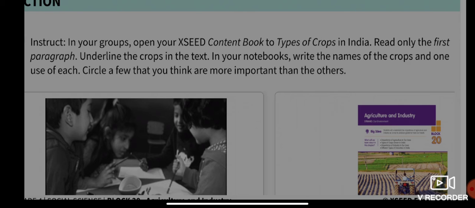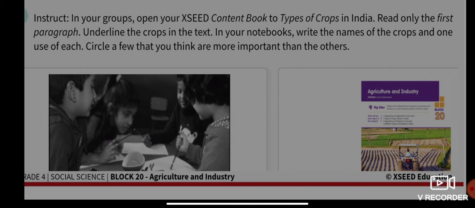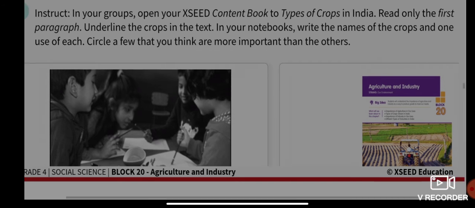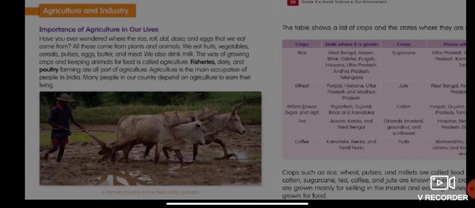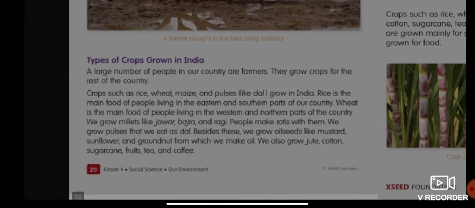Suppose you are writing, as I've told you, for rice, what is the use of rice? Or suppose wheat, what is the use of wheat, or cotton, something like that. Then you have to circle a few, not everything, but some which you think are more important than the others, after reading this particular paragraph.